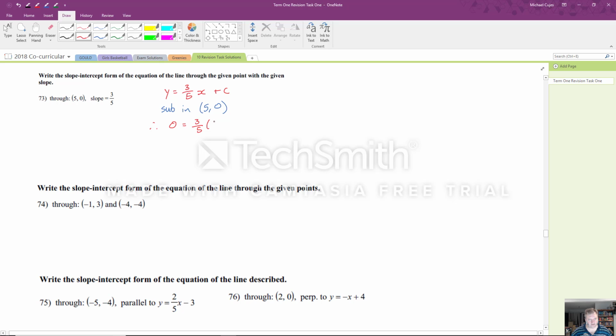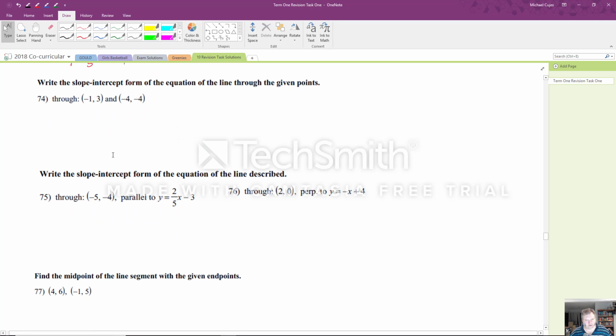3/5, replacing x with 5. Plus c, I've got 0 equals, 3/5 by 5 is just 3. Remember, that's 5/1 and the 5's cancel, just in case you'd forgotten that. And finally, 3 plus c, well, I can subtract 3 from each side. I've now got my value of c. I knew my value of m, so the equation is y equals 3/5 of x minus 3.